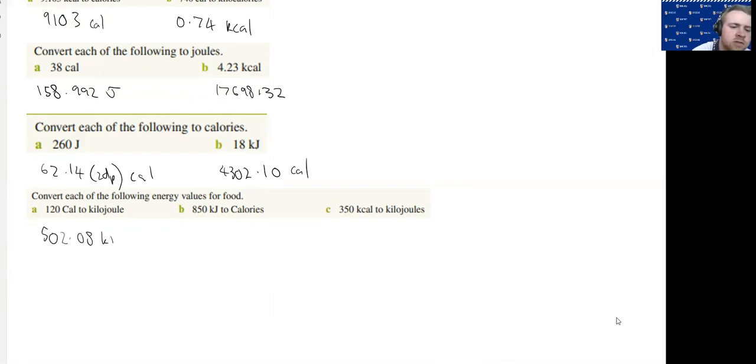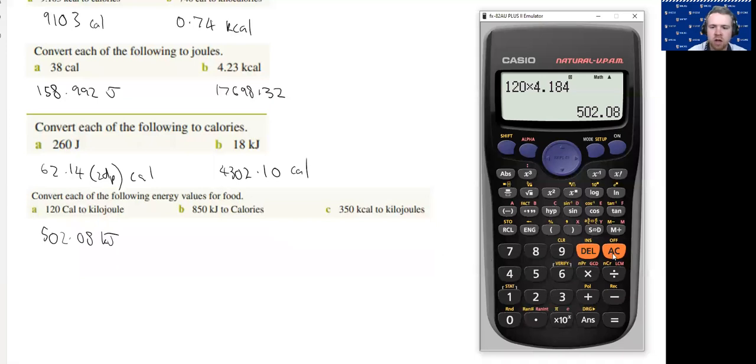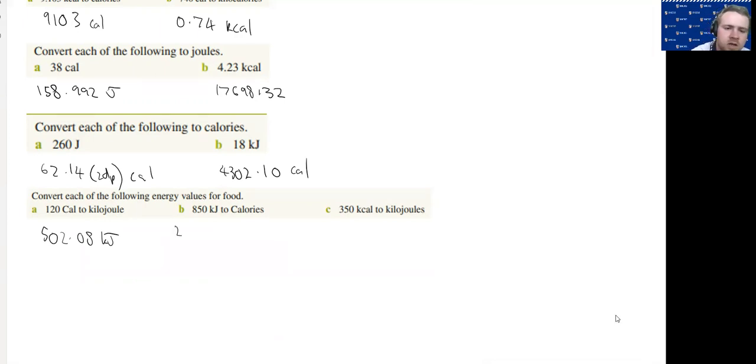We go 120 times 4.184, and we get 502.08 kilojoules. If we're going from kilojoules to calories, then we're dividing by 4.184, so it's going to be 850 divided by 4.184, which is 103.15. We'll go to 2 decimal places. 103.15 uppercase calories. So make sure it's very clear that you've done a capital C.